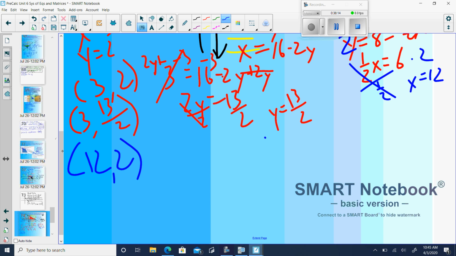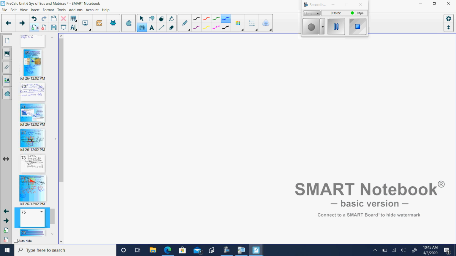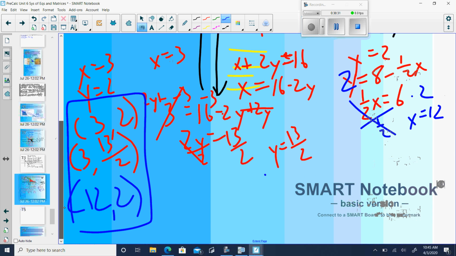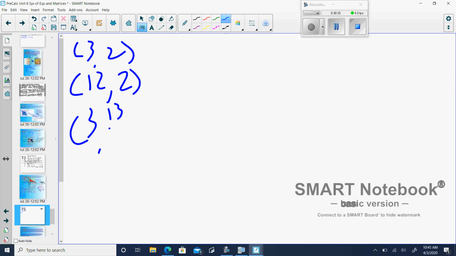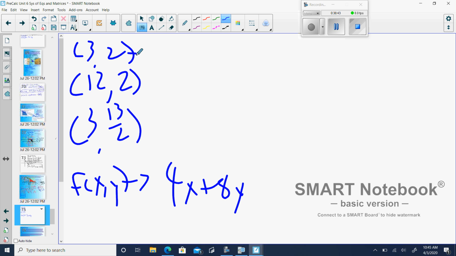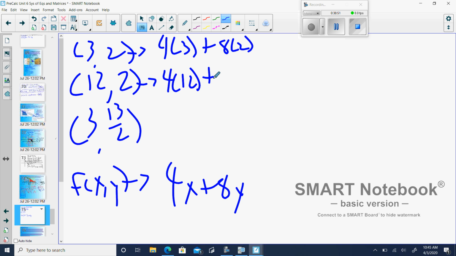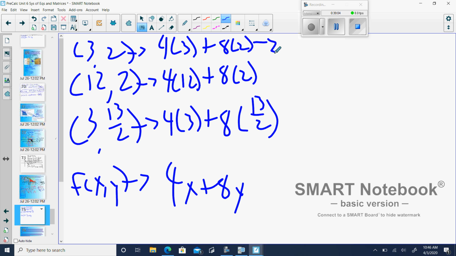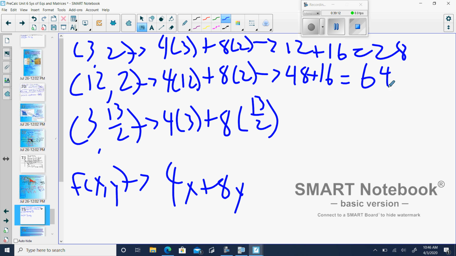All right. So we have our 3 vertices, and let's see, 4x plus 8y. So we have (3, 2), (12, 2), and (3, 13/2). We're putting that into 4x plus 8y. So 4 times 3 plus 8 times 2, 4 times 12 plus 8 times 2, and we have 4 times 3 plus 8 times 13 halves. All right, so 12 plus 16, 28. 48 plus 16, 64, right there.